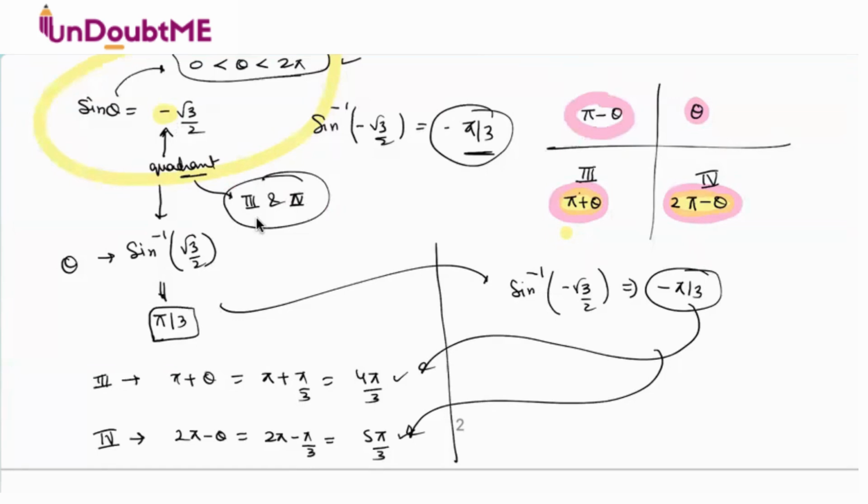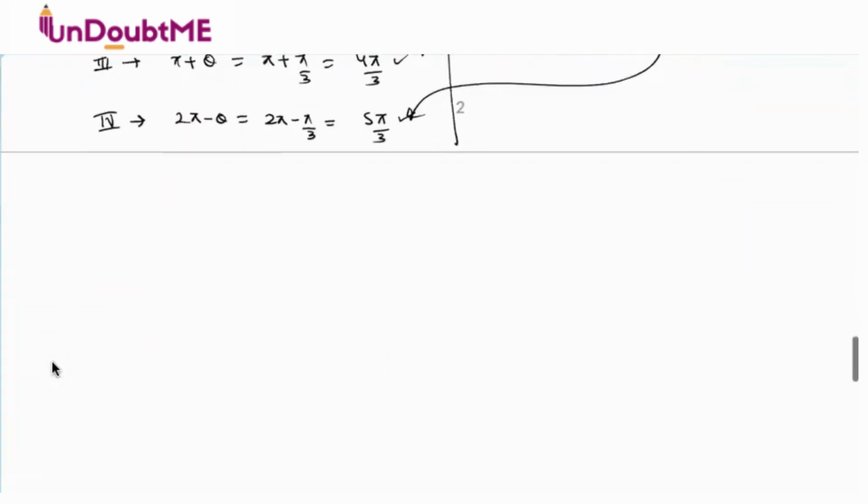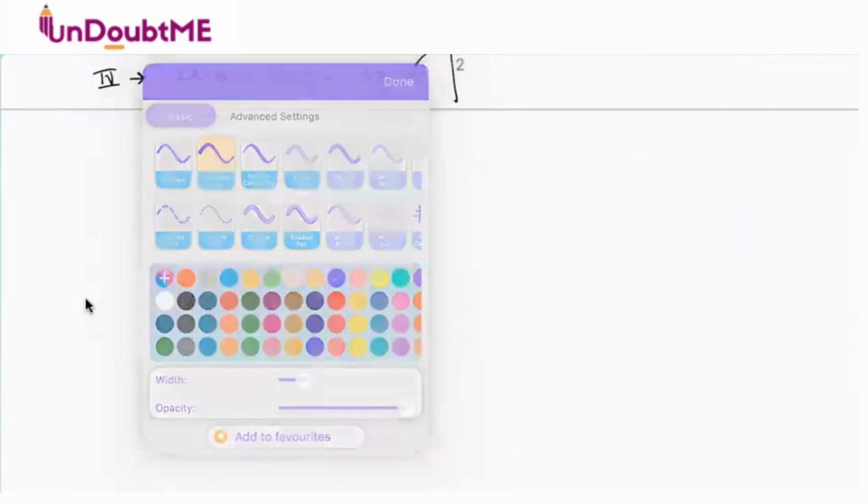Okay, I'll do another example. You have to just observe what I'm doing. Okay, in one or two examples, you will get a better understanding of how it works. Let's say I have cos theta is equal to root 2 by 2.